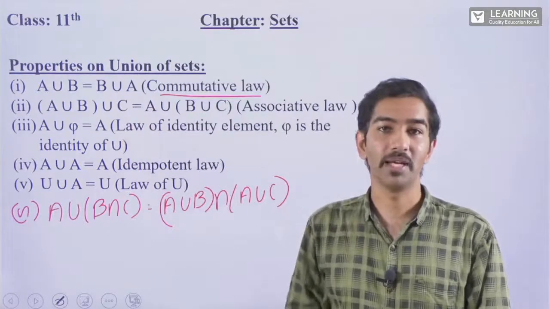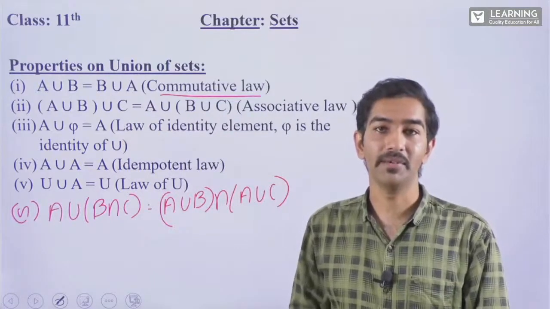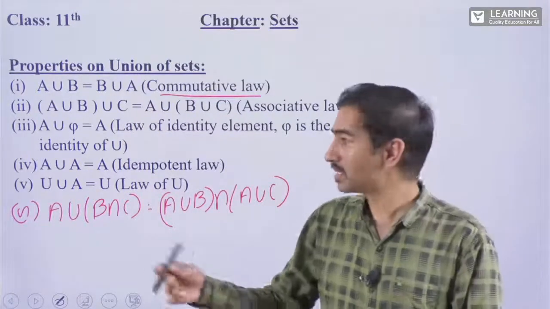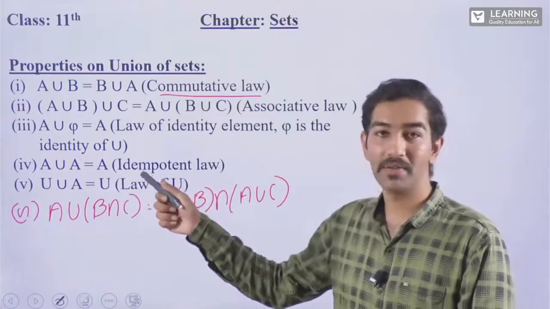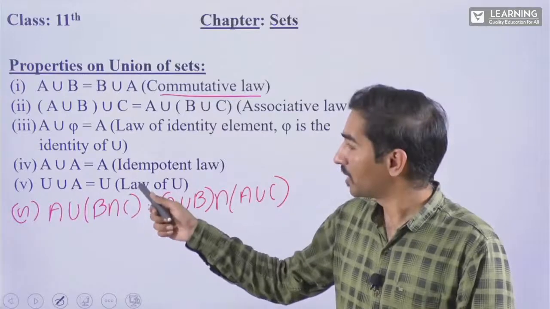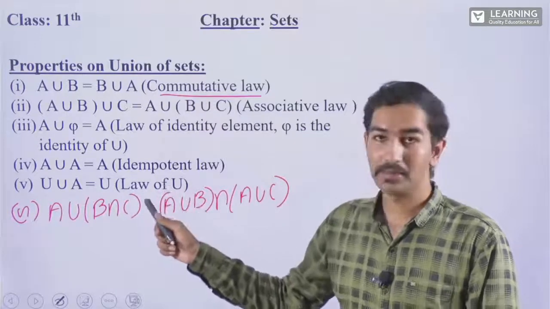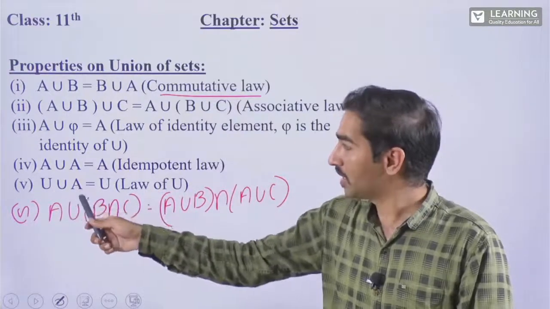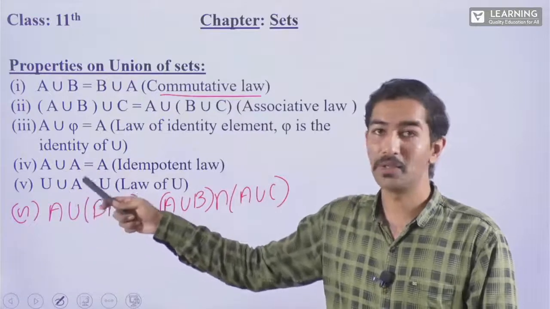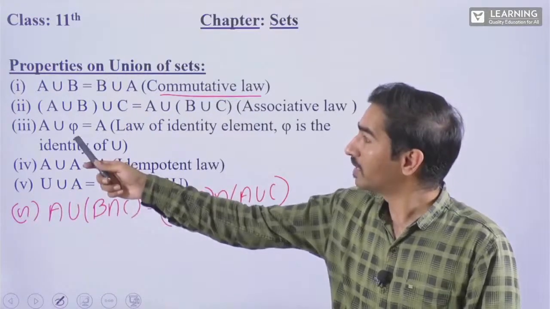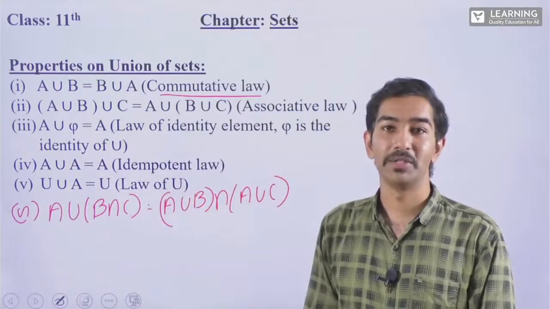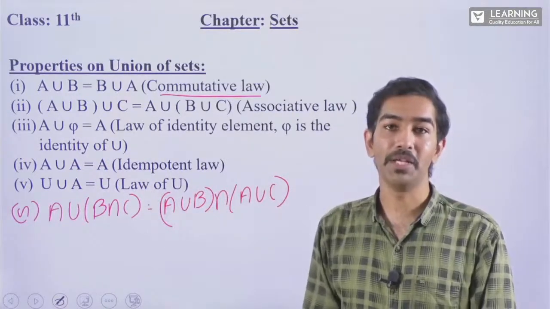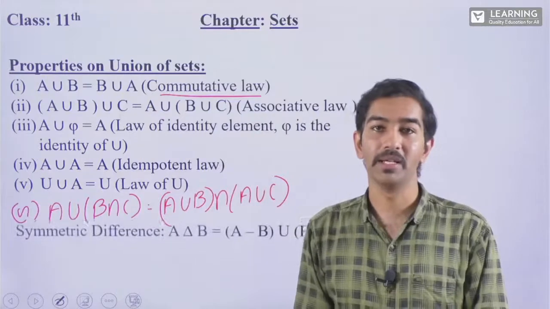So what does union of sets satisfy? Union of sets satisfy commutative, associative and distributive. Apart from this, it also satisfies the idempotent law. I think we have discussed this in the previous class as well. Idempotent laws, laws of universal set. So that is U union A is equal to U, A union A is equal to A, and law of null set also. So A union null is equal to A. All right, so these are the few properties of union of sets. Moving on to the next one.